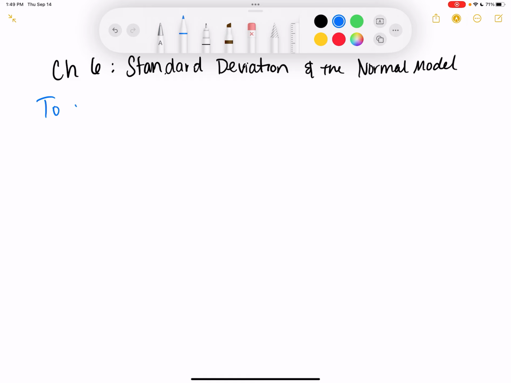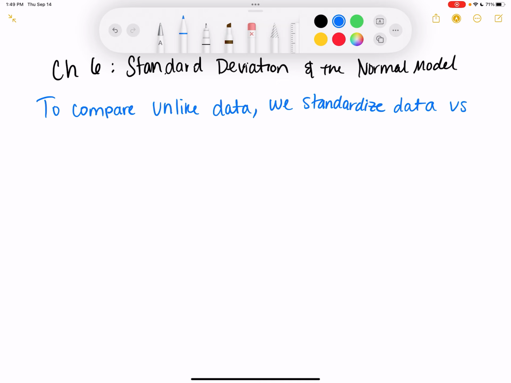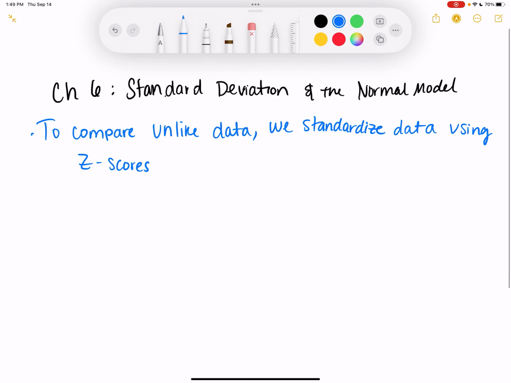To compare unlike data, we standardize data using z-scores. The formula for that is z is equal to y minus y bar over s.